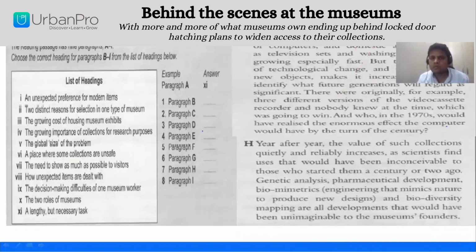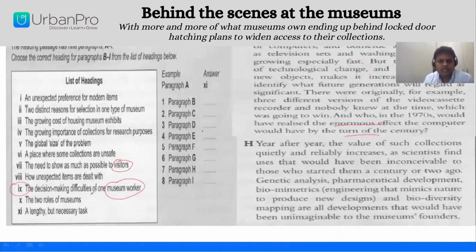So Neil Brown, okay, person name. The last sentence: who, enormous effect. Okay, so can you search the name, a person synonym? Okay, visitor, but he's not a visitor, I guess. He's a curator. Okay, museum worker, perfect. So 10 we can match.